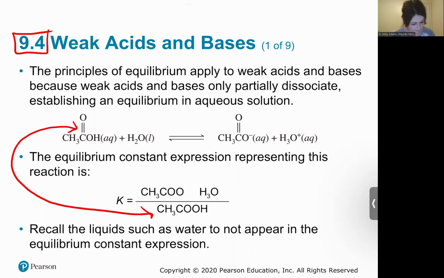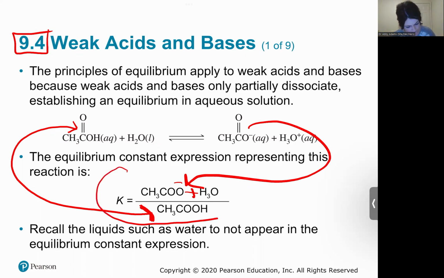Just know that these two things are the same thing, right? So you have your acetic acid and you have your acetate ions. All right, it's the same thing. All right, so for this particular reaction, you can see the equation here, right? And so you have this representation.